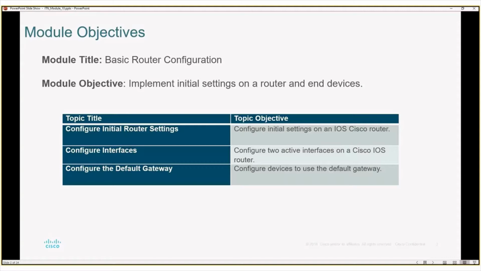When it comes to passwords and other such things, it's damn near identical. Configuring interfaces is certainly different on a router compared to a switch, because that's where they do differ. And we're going to configure hosts to actually have default gateways.